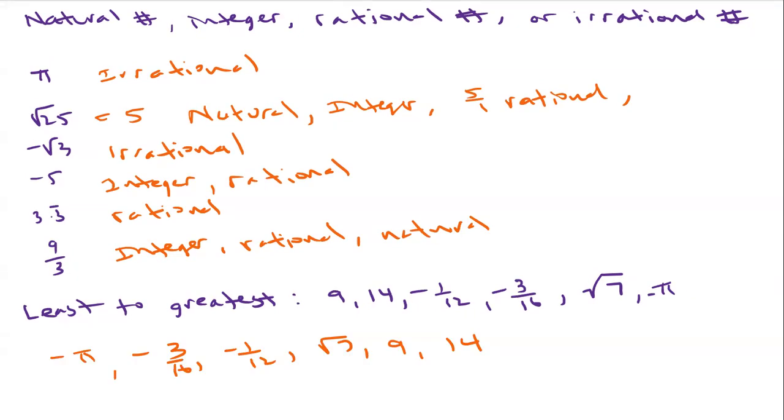All right, so for the next one, least to greatest, right? So the lowest number is going to be negative pi, then negative 3/16, negative 112, radical 7, 9, and 14. So that's going to go from least to greatest.